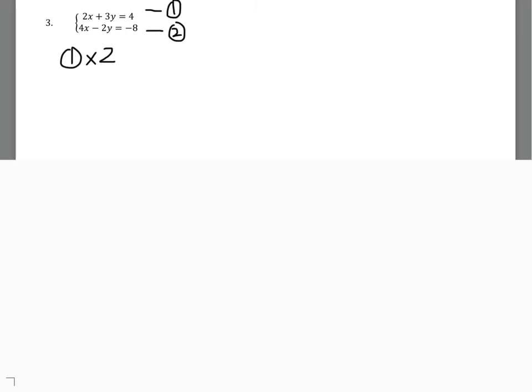So instead of eliminating the y, this time I'm going to eliminate the x. Multiply the first equation by 2. So remember, if you multiply, make sure you multiply to every term. So 2x times 2, that's 4x. 3y times 2, that's 6y. 4 times 2, that's 8. Second equation, copy it down. So I have 4x minus 2y equals negative 8.